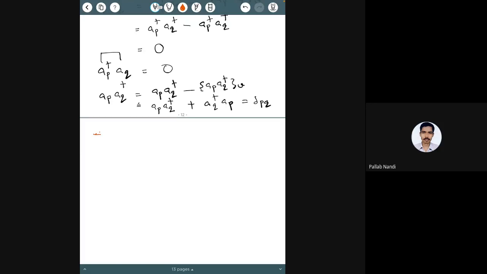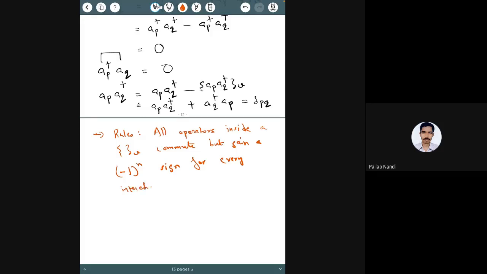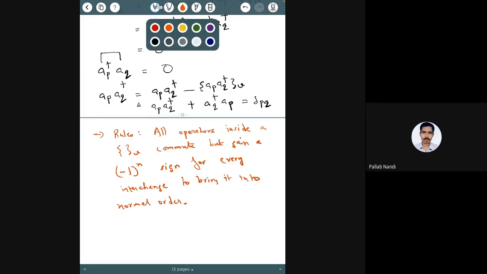So that I can put down the rules. The rule is that all operators inside a normal order bracket commute but gain a minus 1 to the power n sign for every interchange to bring it into normal order. But where does this rule come from?